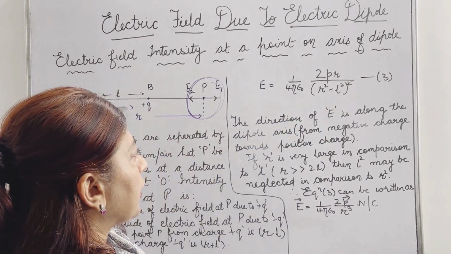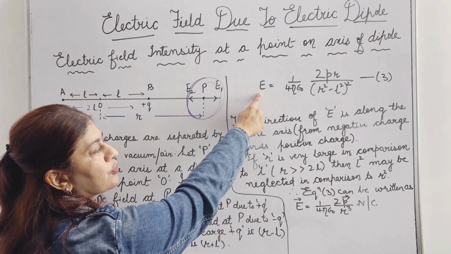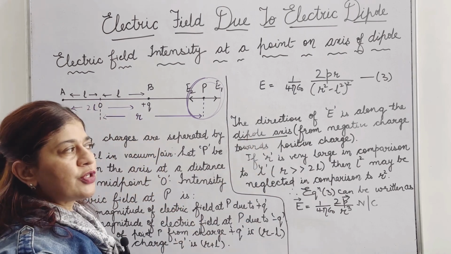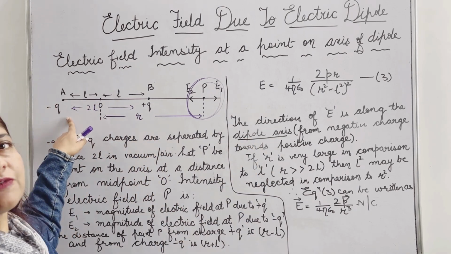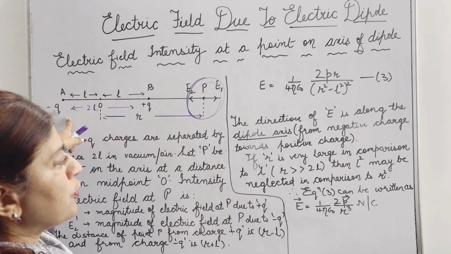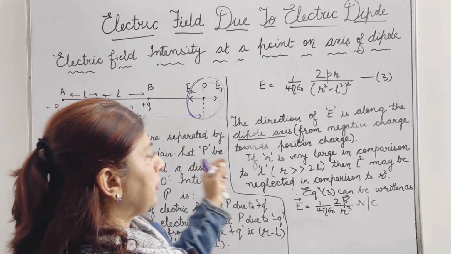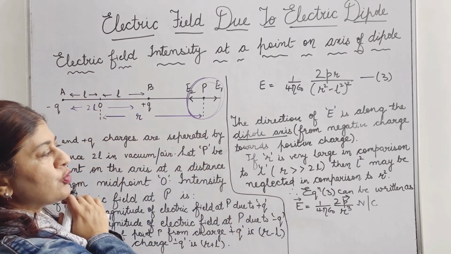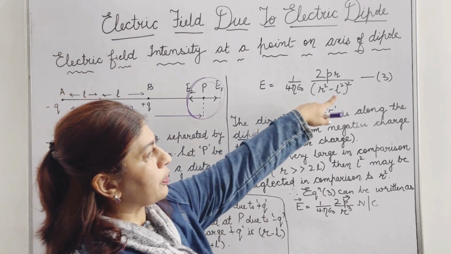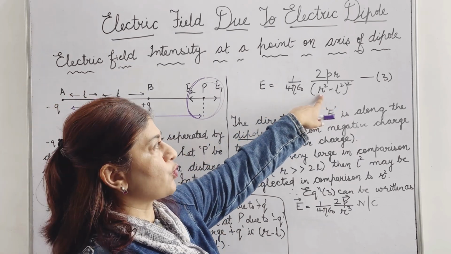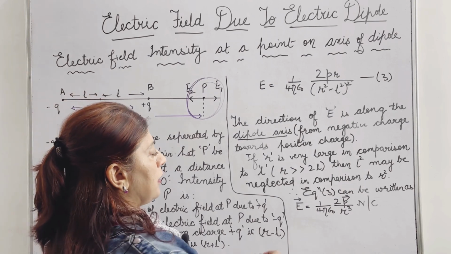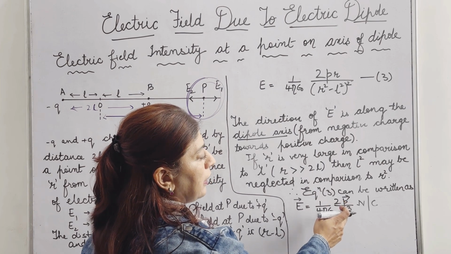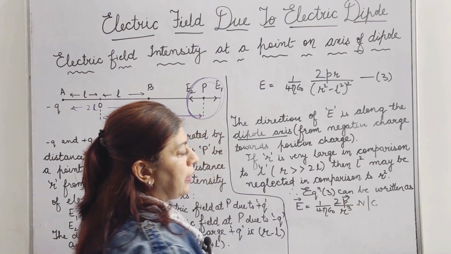Now, the direction of this resultant electric field is along the dipole axis. Already we have mentioned that the dipole axis is from the negative charge towards the positive charge. So this is the direction. Now there is one more condition. If this R is very large in comparison to 2L, then L square in this expression can be neglected in comparison to R square, and our resultant electric field will come out as E equal to 1 by 4 pi epsilon naught, 2P by R cube. Newton per coulomb will be the unit.